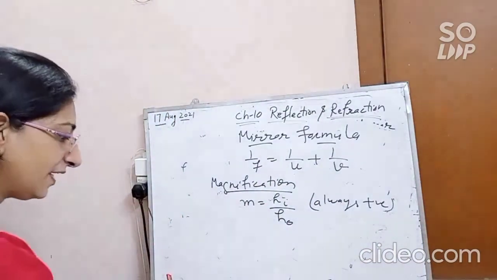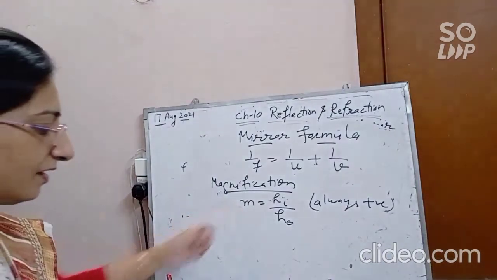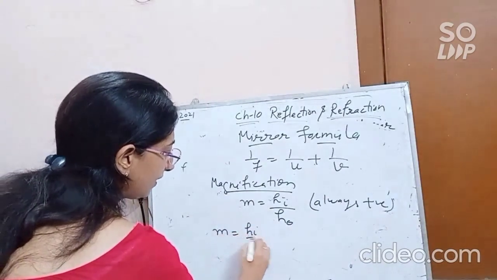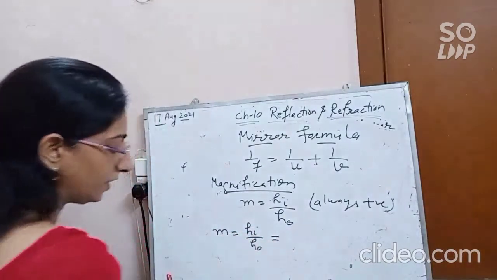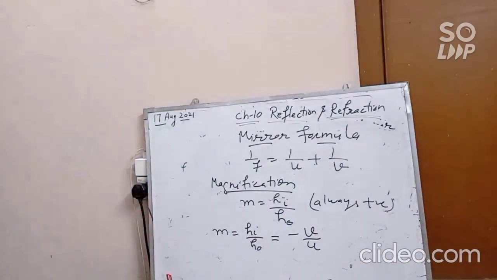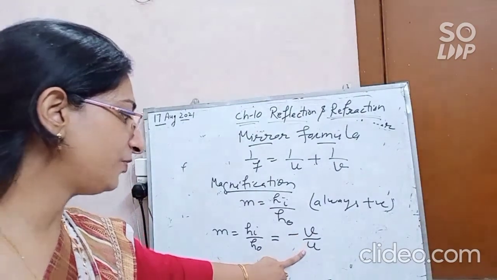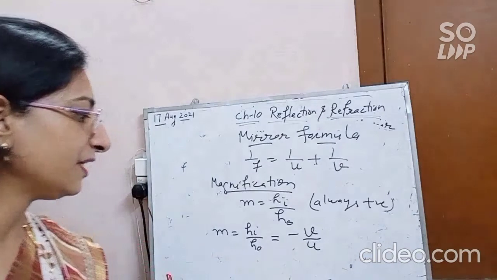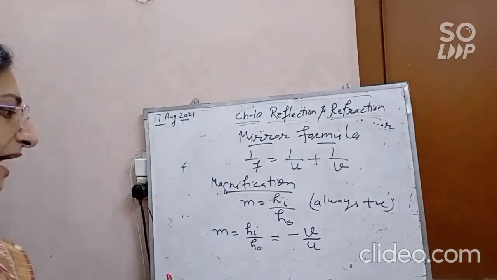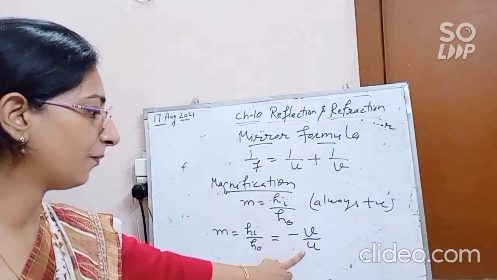Okay, and we can write the linear magnification produced by the mirror as hi upon ho is equal to minus v upon u. Right, so v is the image distance, u is the object distance. So with image distance v and object distance u, the magnification can be calculated as m equal to hi upon ho equal to minus v upon u.